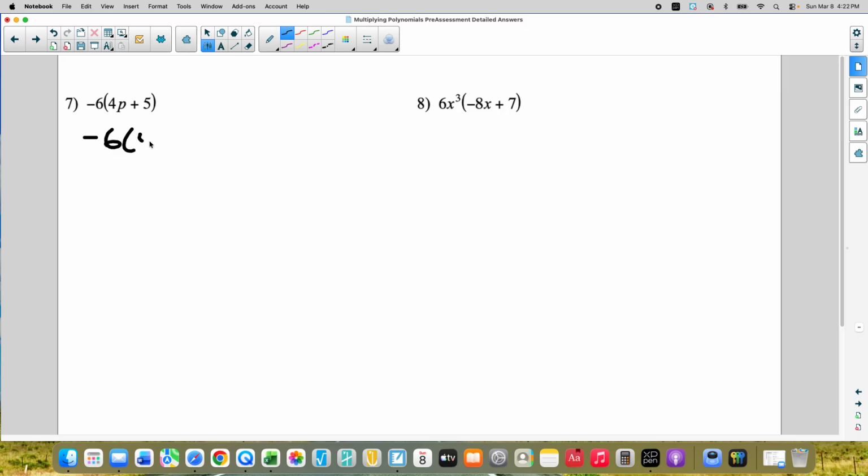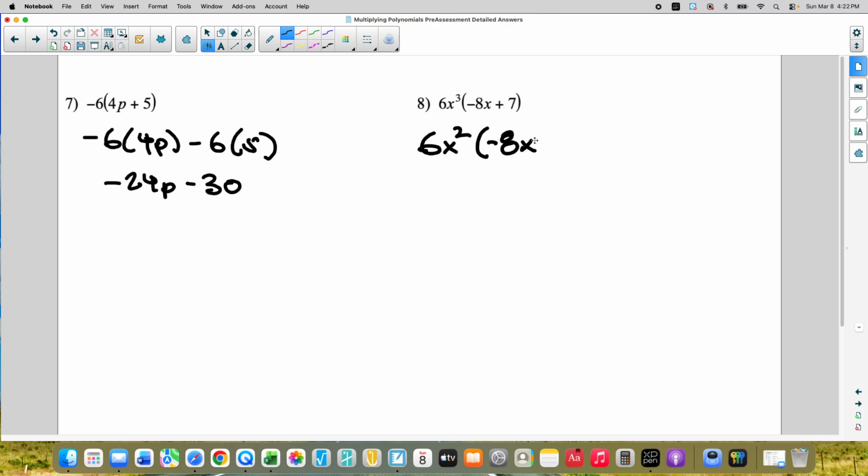Negative 6 times 4p minus 6 times 5. Negative 24p minus 30. And we should be relatively fast at it now. We see how we're going to distribute things and where each of the signs go depending on the 3 terms. 6 times negative 8 is negative 48x cubed. That's going to be plus 42x squared. This is in standard form. X cubed comes before x squared.